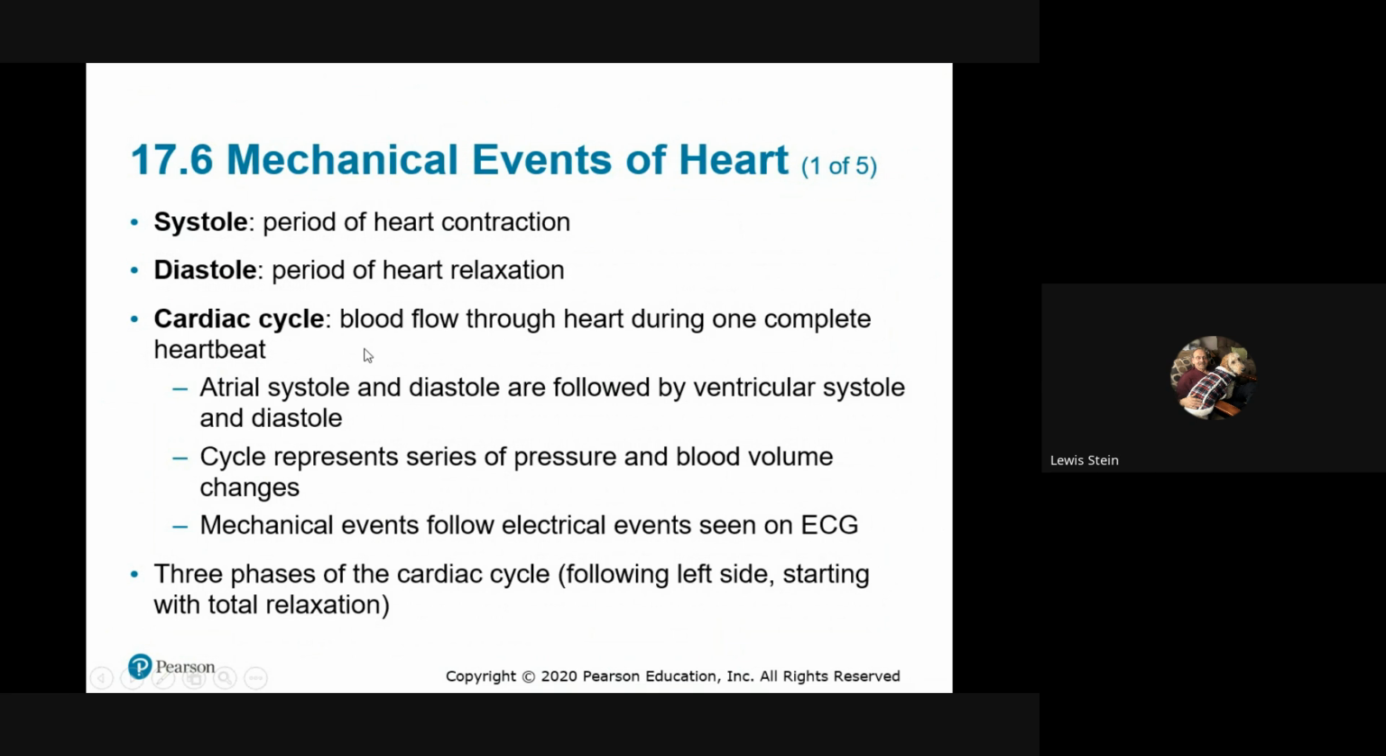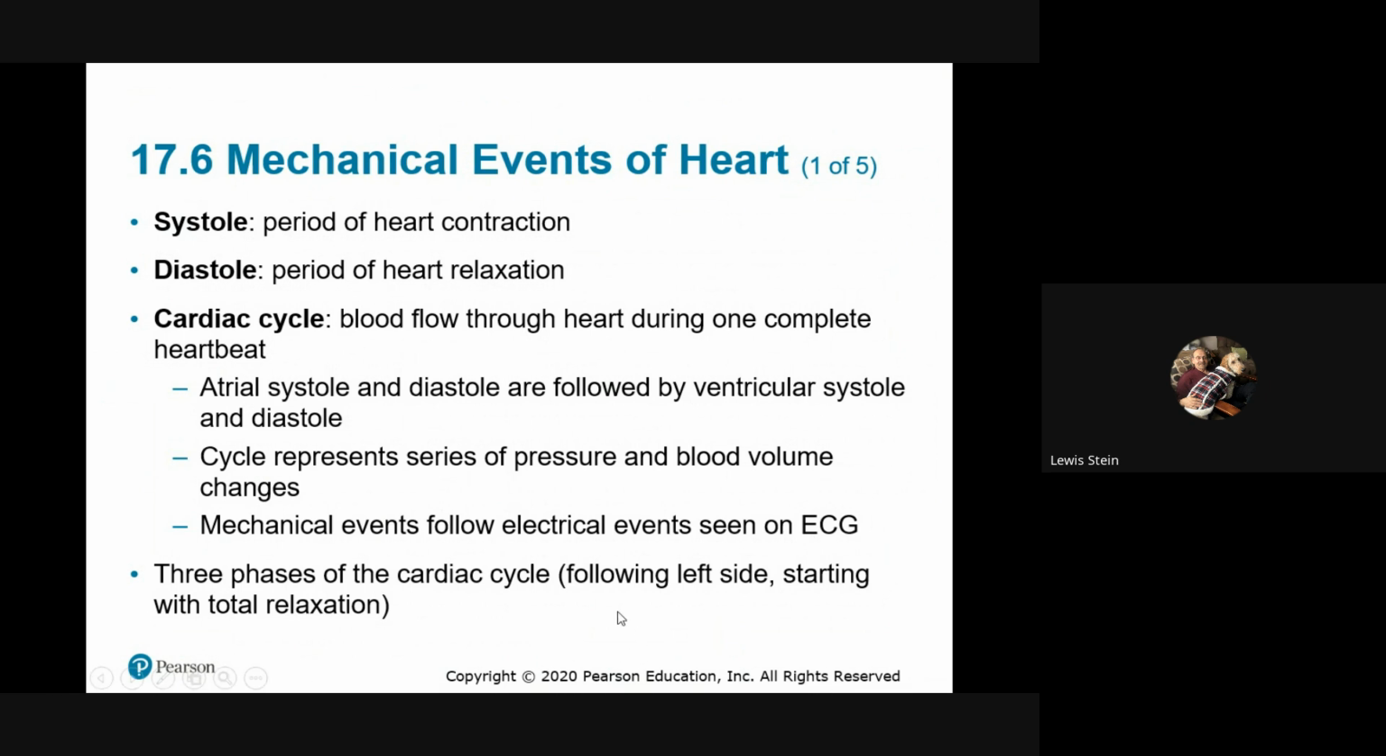Okay. The whole idea of the cycle, and the cycle starts when the heart is at rest, in between beats, so to speak. One complete heartbeat. We have the atria basically contracts and relaxes, and the ventricles then subsequently follow it. Remember, it's a two-stroke pump, first the top, then the bottom. The cycle represents all these pressure and volume changes. We'll look at that. And again, just to reiterate, the electrical events that we went over on the electrocardiogram last time are all followed by the respective mechanical events. And so we look at this.